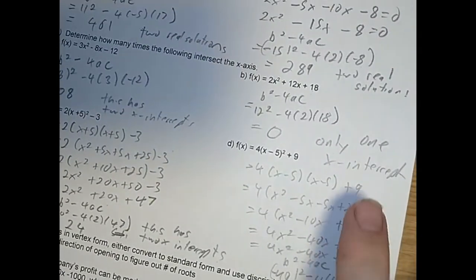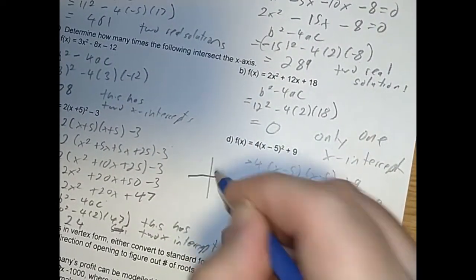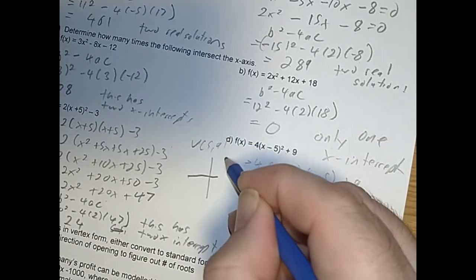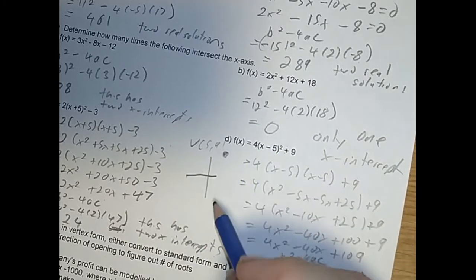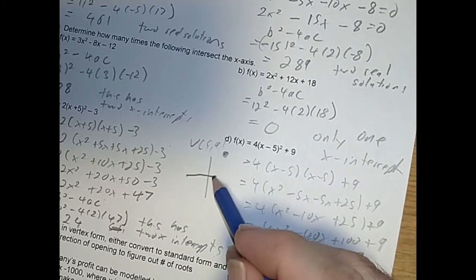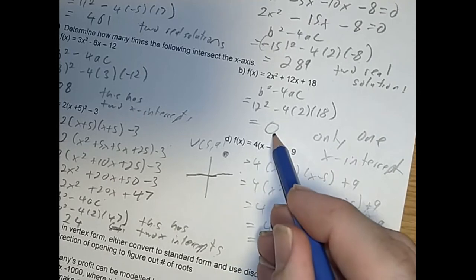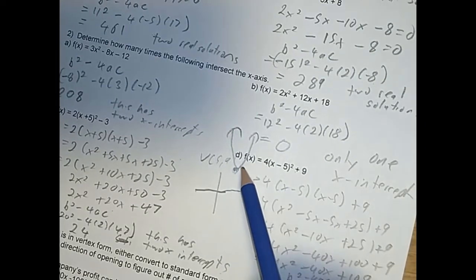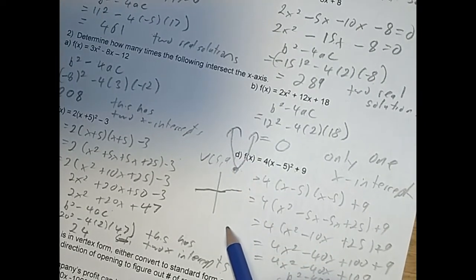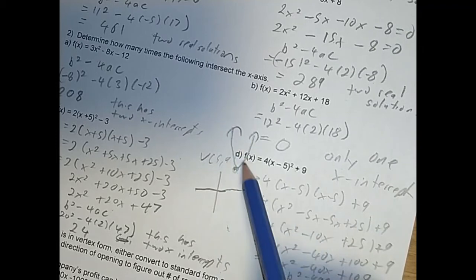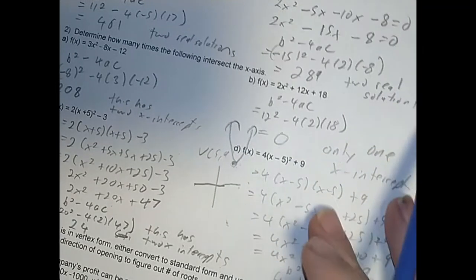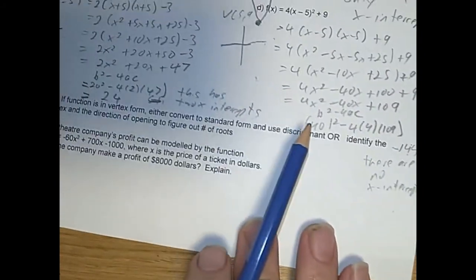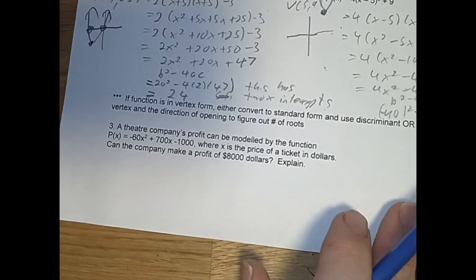Okay, let's look at this one. Let's figure out my vertex is 5 comma 9. Way up here, 5 over, way up to 9. This is my x and y axis. Now it opens up. Wait a second. It's never going to come down through there. Look, it's opening up. It's never going to come through the x-axis. So there's no x-intercepts, just like our calculation showed.